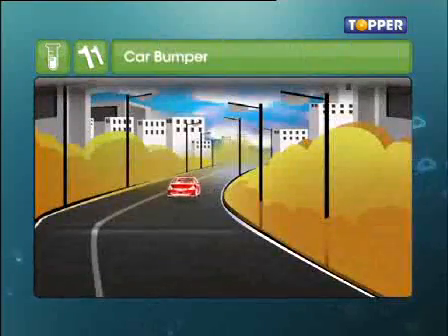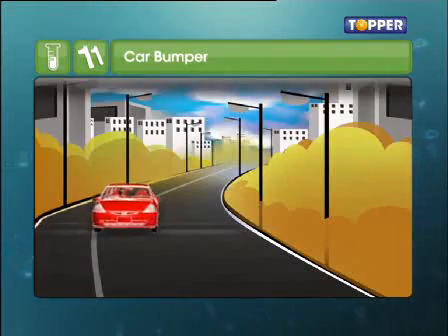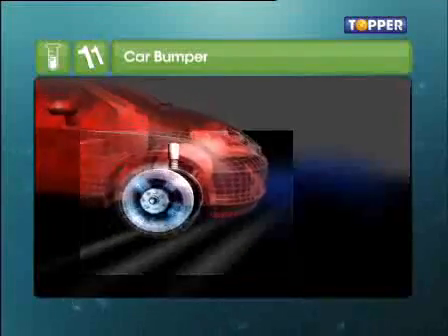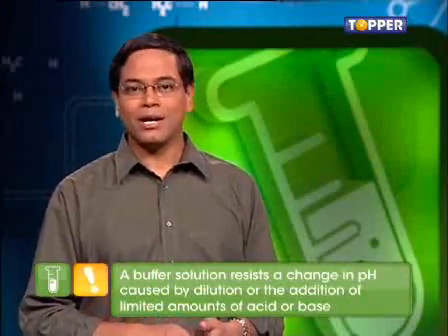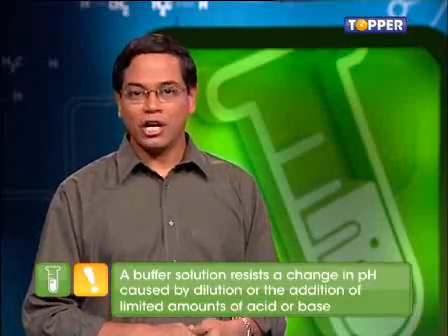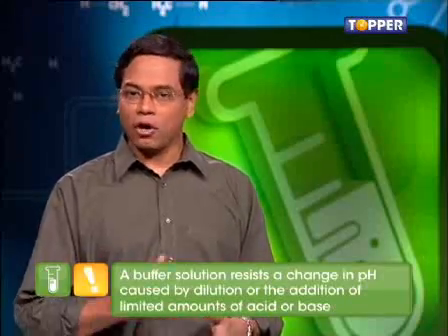Interesting, right? Let's move on to another interesting bit of information now. All of you might have seen car bumpers, and you all know that they serve as buffers for passengers as they absorb the energy of an impact. The word buffer is usually used in the context of absorbing a shock. Similarly, in case of solutions, a buffer solution refers to a solution which resists a change in pH caused by dilution or the addition of limited amounts of acid or base.